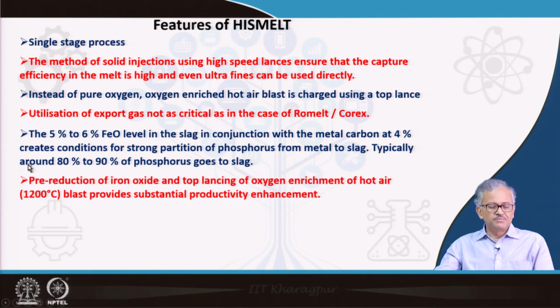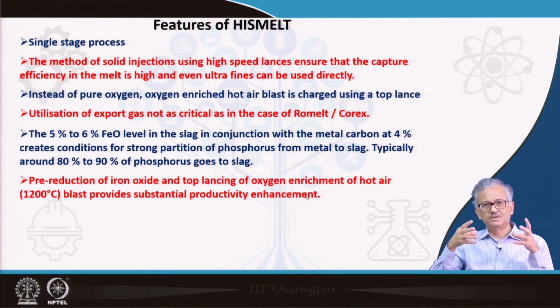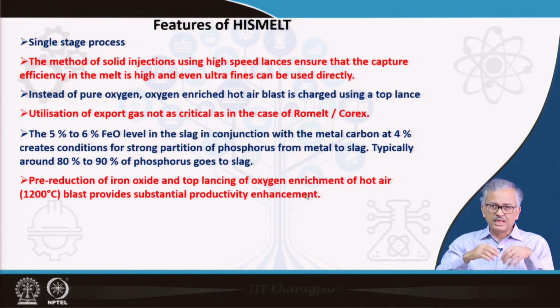And then pre-reduction of iron oxide, you are doing some pre-reduction and the preheating, and top lensing of oxygen enriched air blast provides substantial productivity enhancement. As I said, if you top lens it, then you also generate a lot of emulsion formation, because when you lens it, the FeO and the carbon react, and the emulsification takes place just like in your basic oxygen furnace, LD furnace. So, when emulsification is done, the kinetics become much faster.